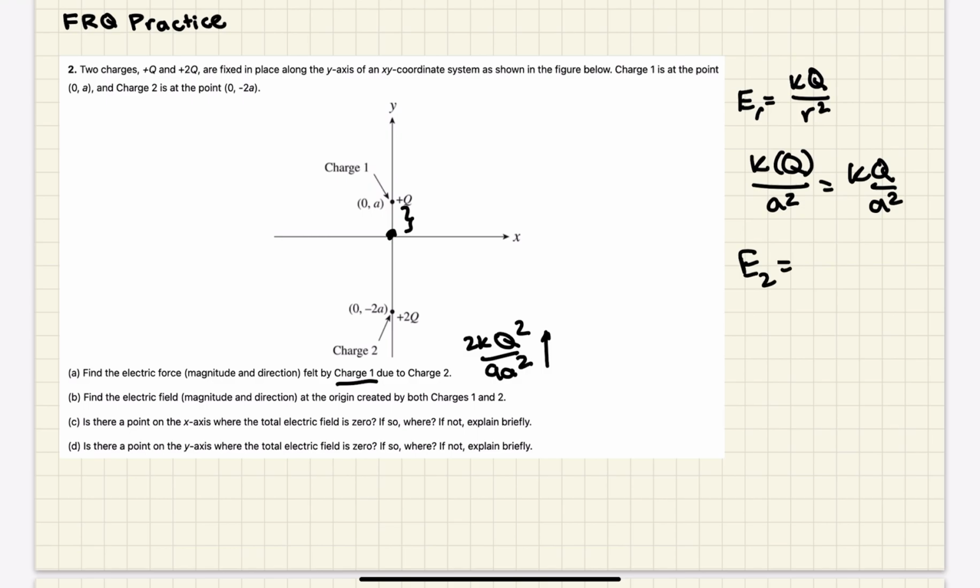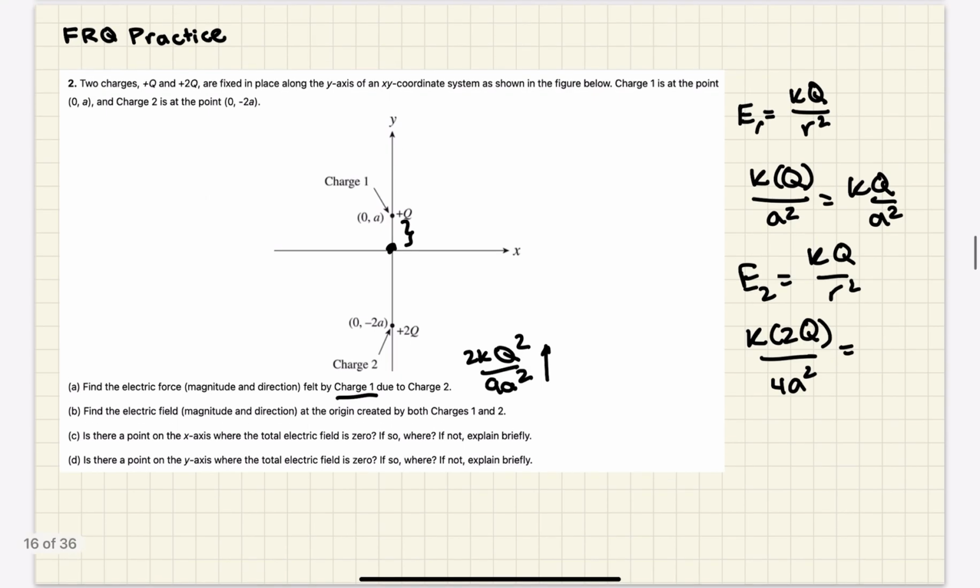Electric field of 2 is going to also be KQ over R squared. But when we plug it in this time, it's a charge of 2Q. But it is a distance of 2A. And when you square that, you get 4A squared. And that's equal to 2KQ over 4A squared, which is just KQ over 2A squared.